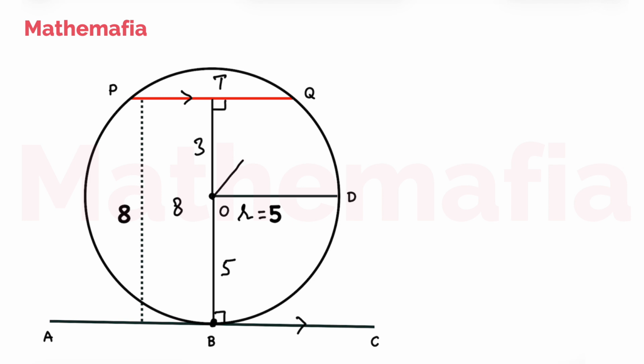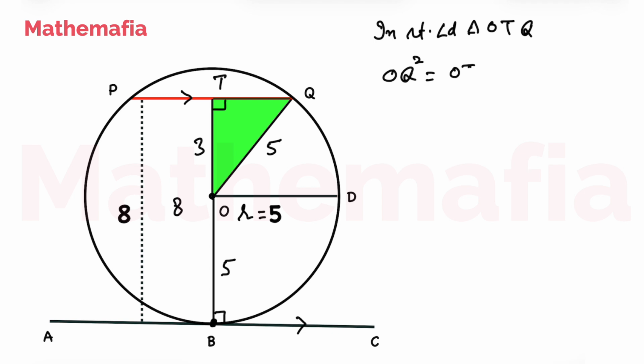Let's now join O and Q. This is also a radius, so its length will be 5 as well. Now OTQ is a right angled triangle. So in right angled triangle OTQ, OQ squared will be equal to OT squared plus TQ squared because of Pythagoras theorem.